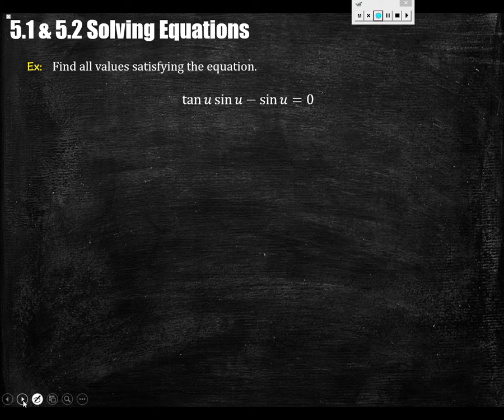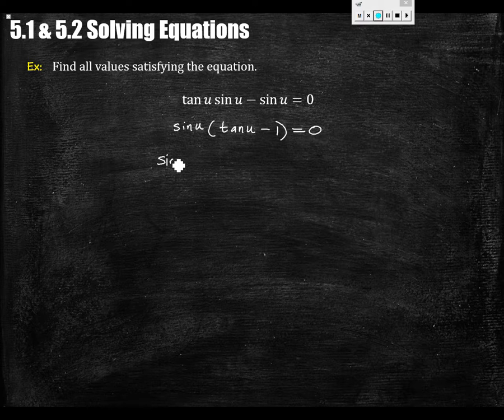Moving smartly along. Let's keep going. Got things to do. Find all values. Is this different from the last one? No, it's not different than the last instruction. It's still solve for all values of u that would work. I'll do the first step for you. You're welcome.